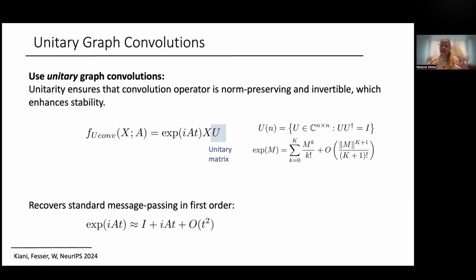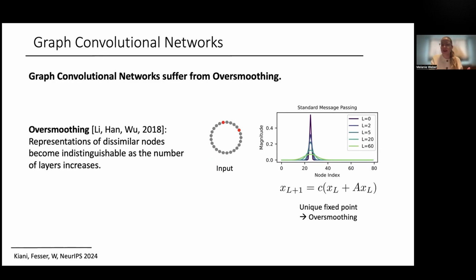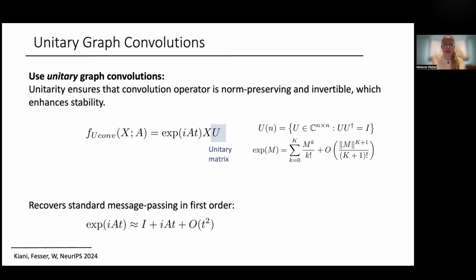Now, what can we do to avoid this? So this is an unavoidable phenomenon, and the longer the long-range dependencies become, the worse this gets. So the idea that we propose in our paper is to replace those graph convolutions with a new convolution operator that we call unitary graph convolutions, because the parameterization is with a unitary matrix.